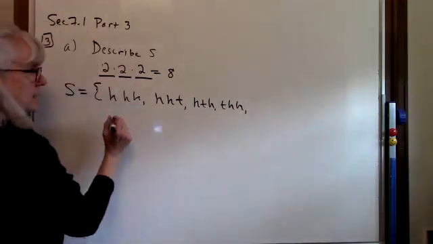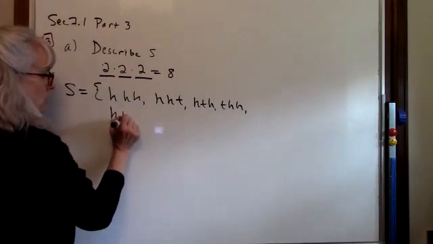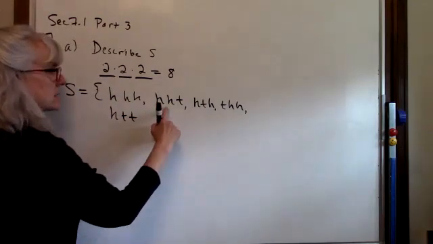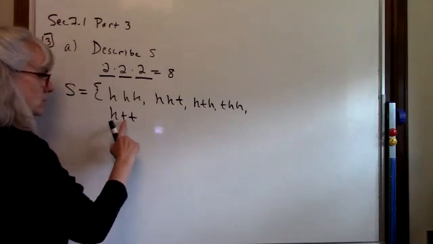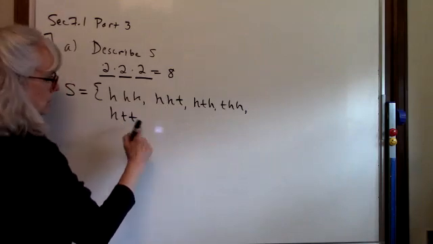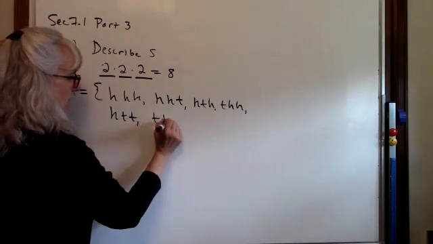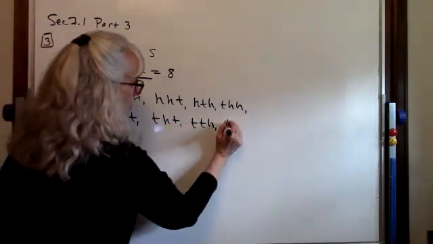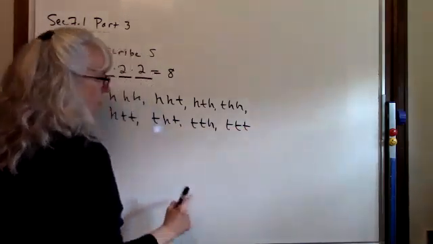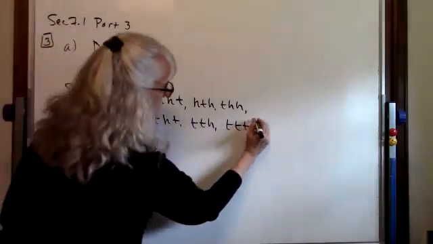And then I'm going to come in and now make 1 head and 2 tails. So I'm decreasing the number of heads and increasing the number of tails. So now I have 1 head and 2 tails, and now I'll rotate the head through the 3 spots. And then I'll have tail, head, tail, tail, tail, head. And then finally, we're going to do all 3 tails. Sure enough, when we're all done, we've got 8 listed on the board.